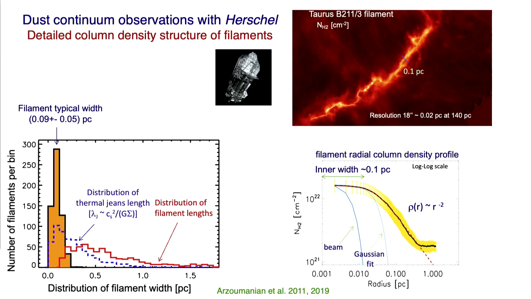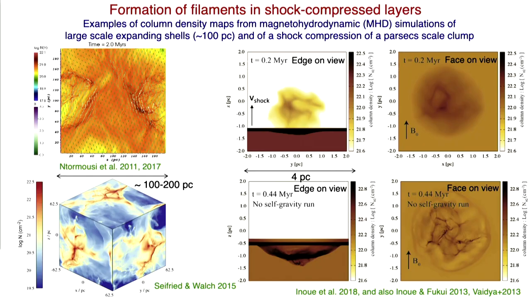It's also understandable that if you look at a large scale cloud, you would expect to see longer filaments, whereas when you look at smaller scale clouds, you can see smaller length filaments. For example, this could be understood in this kind of filament formation process by shock compression. If you look here, you have a parsec scale clump where filaments form. The longest filaments that you can form in such a clump are parsec scale length filaments. If this clump is larger and the shock compression forms filaments at that larger scale, then you would expect to see larger scale filaments.